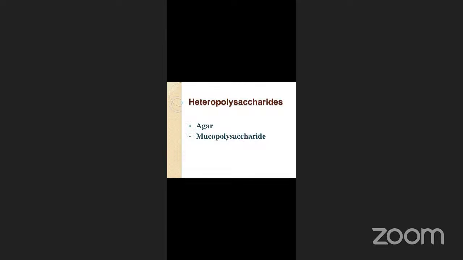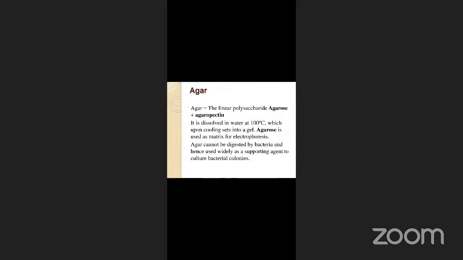Then we have heteropolysaccharides like agar and mucopolysaccharides. Agar is made up of agarose and agaropectin. Usually in microbiology experiments we prepare agar plates, where we heat this agar and pour it, and it gets solidified when it cools. It cannot be digested by bacteria, hence we use this agar for culturing of bacterial colonies.